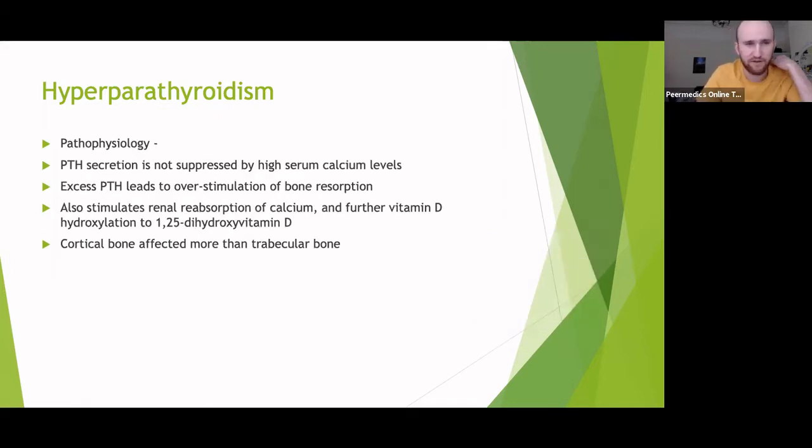So just a little bit of pathophysiology. It's PTH secretion that's not suppressed by that high calcium level. Excess PTH leads to overstimulation of bone resorption, and that's what can cause the problems. So often these patients may be asymptomatic, so the hypercalcemia is often why patients present.